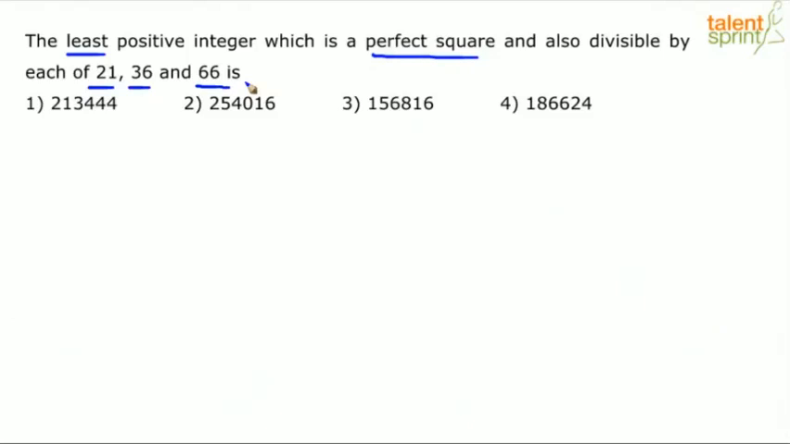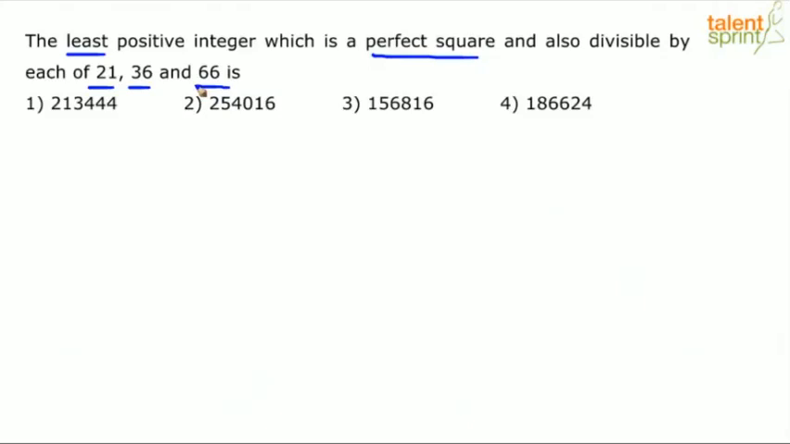Now, one simple way of answering such questions is to go by the answer options. All 4 options have been given with some numbers there. We have to verify the given conditions. What are the conditions? One condition is that the number has to be a perfect square. So check which of these options are perfect squares. Second condition, the answer should be divisible by 21. The answer should also be divisible by 36. And the fourth condition is that the answer should be divisible by 66. So basically 4 conditions are there. You can check which option satisfies all the 4 conditions.